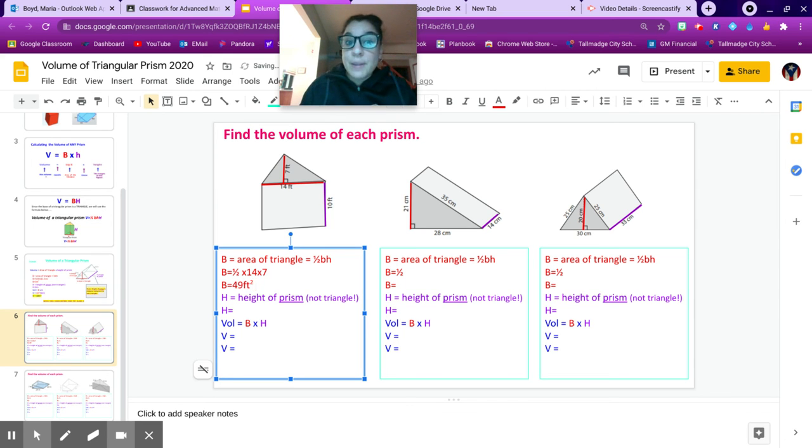Now the height of the prism, this one's really easy because it's already standing straight up and down. The height of the prism here in purple is 10. So I'm going to put that in for H, 10 feet. And now all I'm going to do is multiply 49 feet squared times 10 feet. And 49 times 10 is 490 feet cubed. Don't forget, because this is volume, our answer needs to be in cubic units.